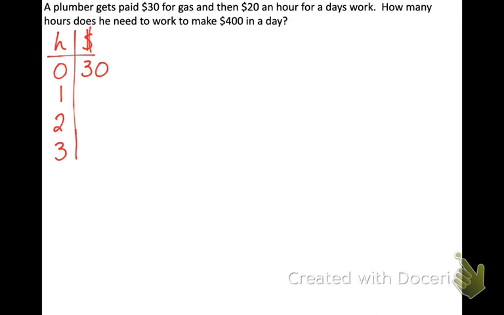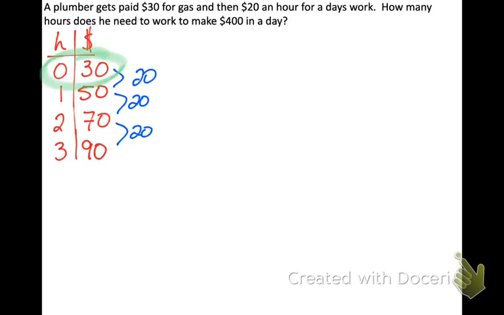So if I work 1 hour, that's $20 plus the $30 for gas, so that gives me $50 there for working 1 hour. If I work 2 hours, that's $40 for my hourly wage plus $30 for gas, so that gives me $70. And then the last one, if I work 3 hours, that's $60 for my hourly wage, and then $30 for gas, and that gives me $90. So again, my increase here is going up by 20 each time.